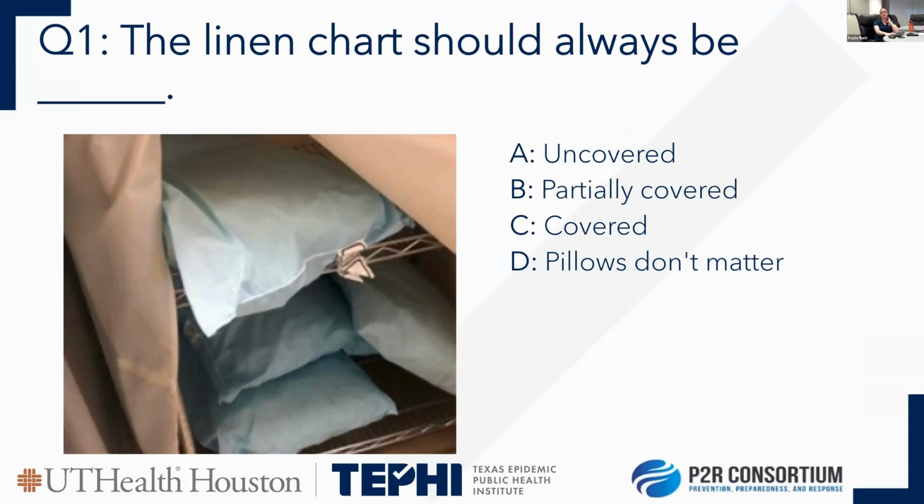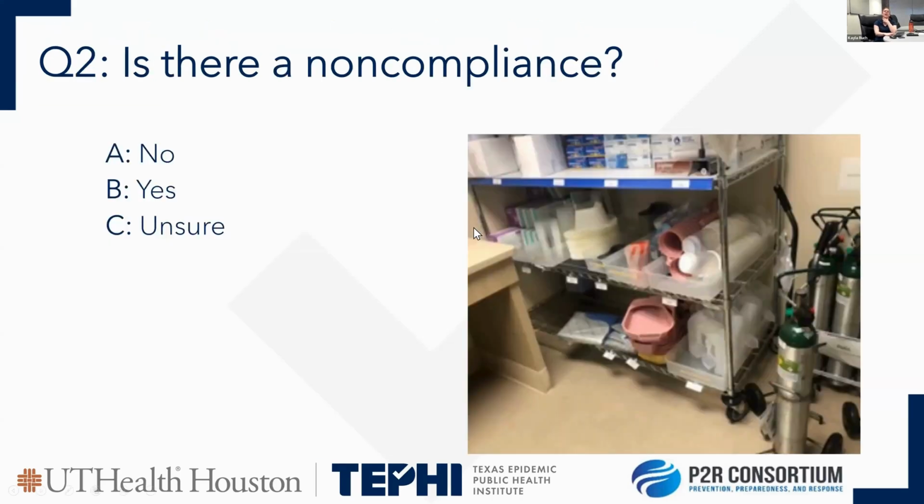So this is the first question: we walk into our linen room and we see this. Is there a problem with what we are seeing? And should our linen, with our pillows, as I mentioned, be covered? Do they need to be covered? Can they be partially covered? Or they're pillows, they don't really matter? What would be the best answer for this from what we were talking about? Yes, that's great. The correct answer is C, they should be covered. Pillows, linens, everything needs to be covered.